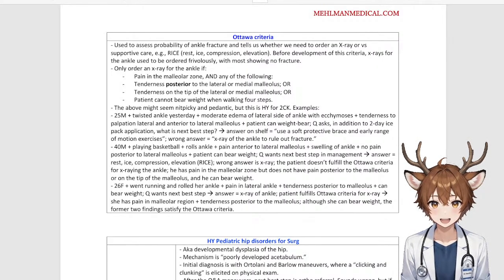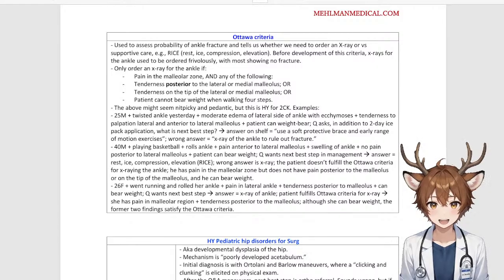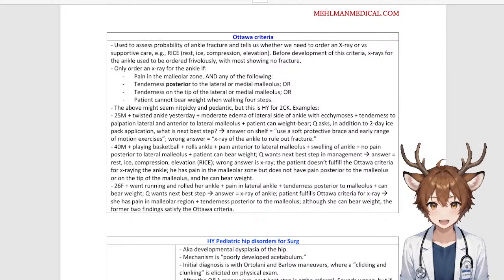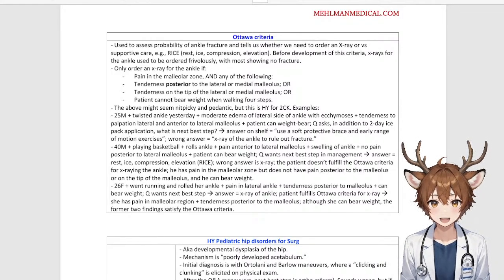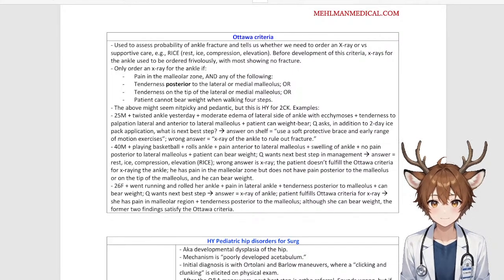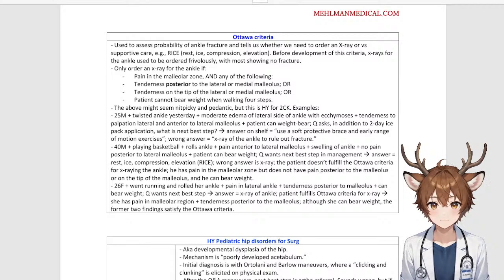What it says here is tenderness to palpation lateral and anterior to the lateral malleolus, plus the patient can bear weight. Well, is it tenderness to palpation lateral and anterior? Anterior to the lateral malleolus. So it says anterior, so it has to be either the posterior part or the tip. If you have pain in the tip, go for it, go check it out. If it's in the posterior part of the malleolus, go for it, check it out. But if it's the anterior part, apparently not. Not sufficient.